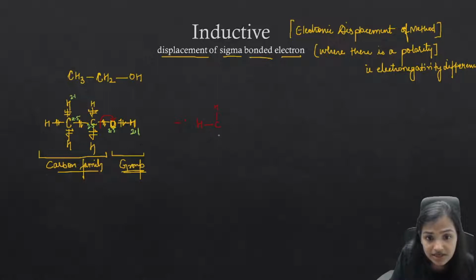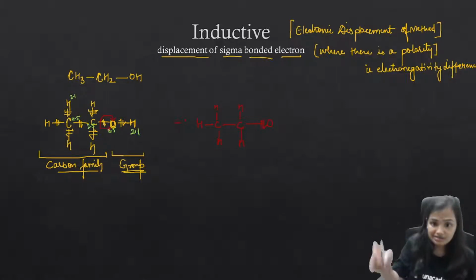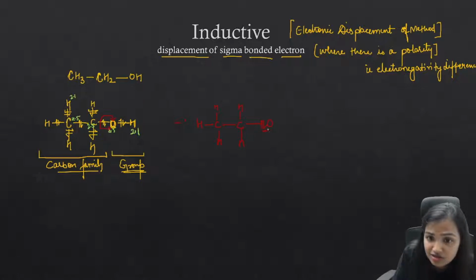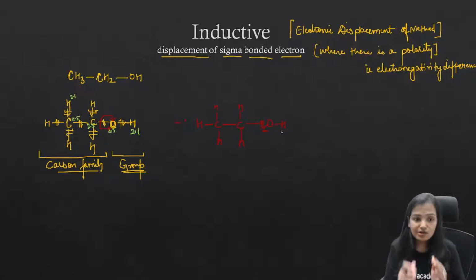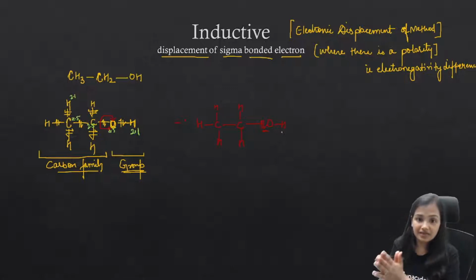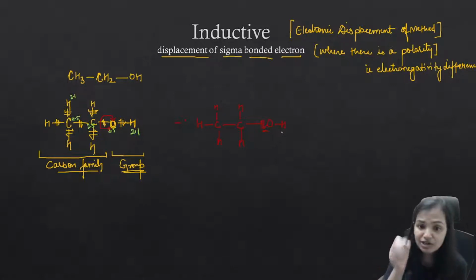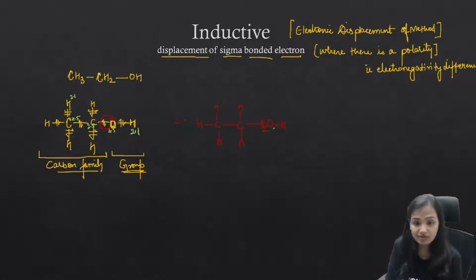Now you would see that if you have such a molecule, we can show that the pair of electrons is present more close to the oxygen. So there is a displacement of electrons towards oxygen. Here the pair of electrons is more close to the oxygen. So this is what the inductive effect is, that is, the displacement of sigma bonded electrons.